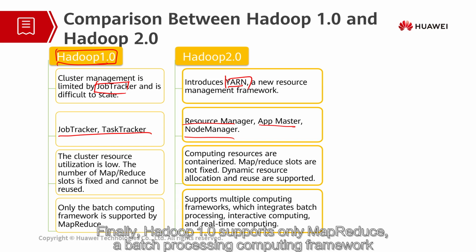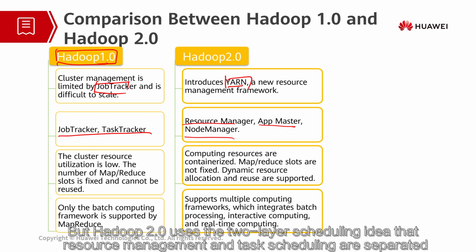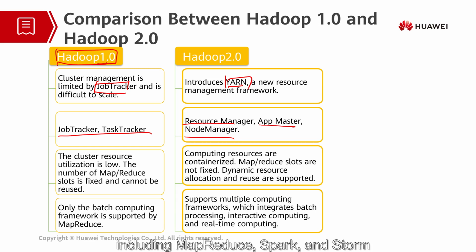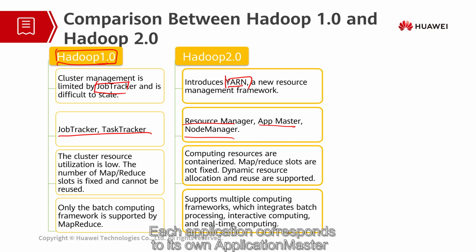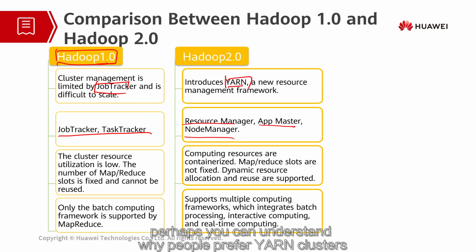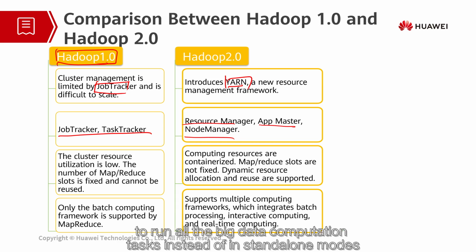Finally, Hadoop 1.0 supports only MapReduce, a batch processing computing framework. But Hadoop 2.0 uses the two-layer scheduling idea that resource management and task scheduling are separated, so that multiple computing frameworks can share resources of a cluster, including MapReduce, Spark, and Storm. Each application corresponds to its own Application Master. So from the comprehensive comparison, perhaps you can understand why people prefer YARN clusters to run all the big data computation tasks instead of in standalone modes.